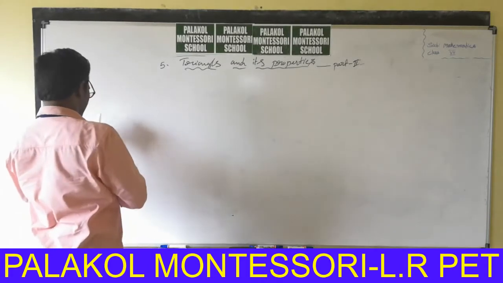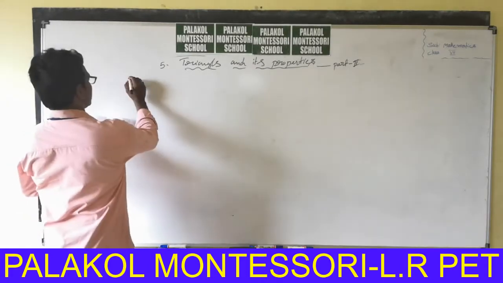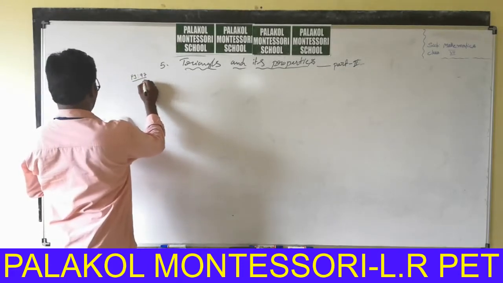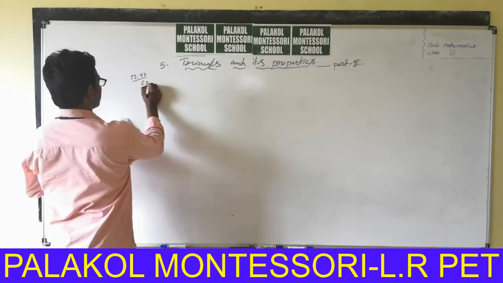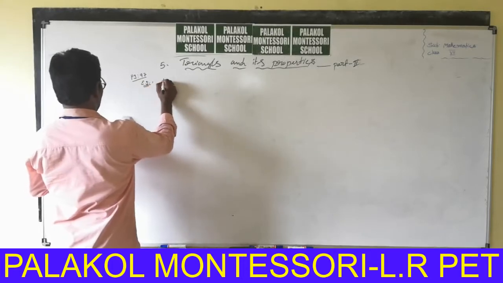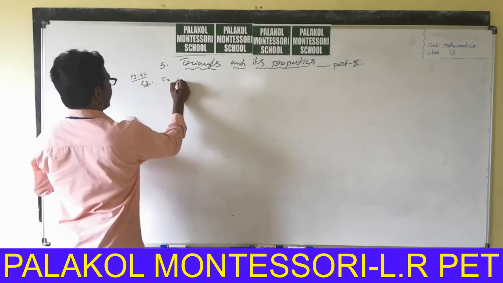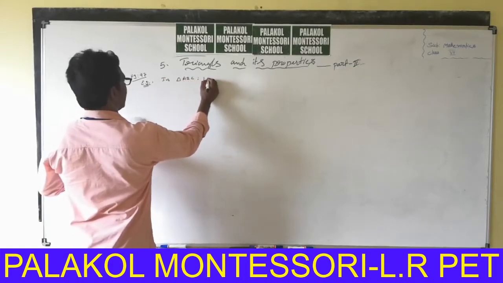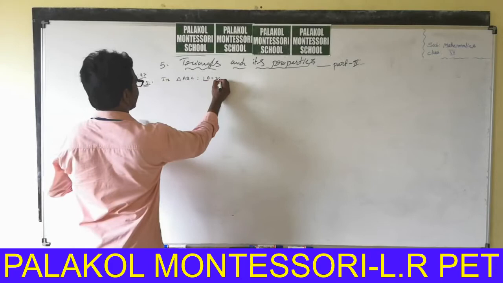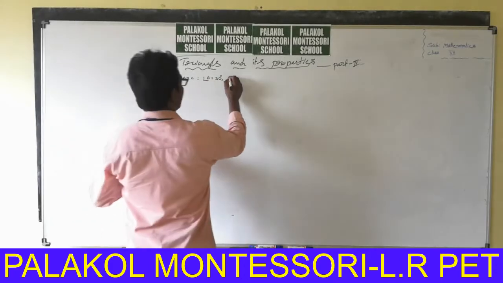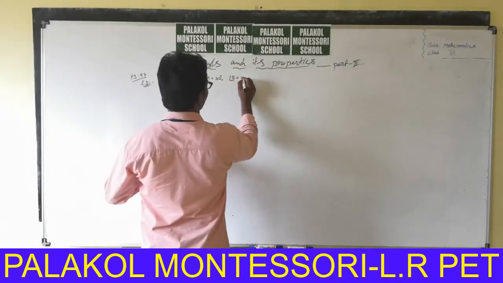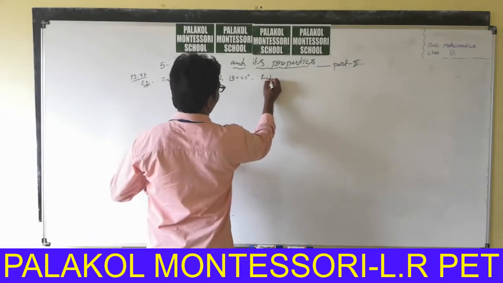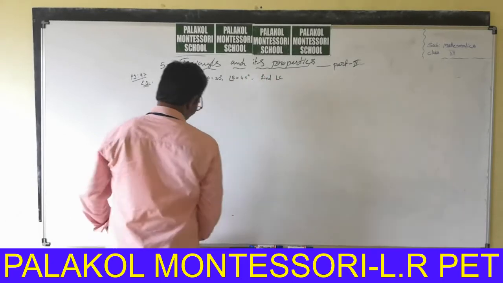Page number 97, example 1. In a triangle ABC, angle A is equal to 30 degrees, angle B is equal to 45 degrees. Find angle C. Very good question.